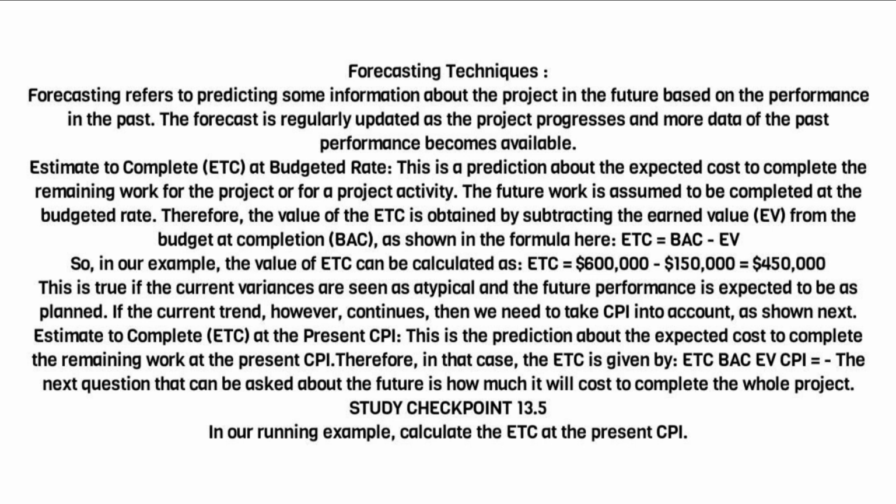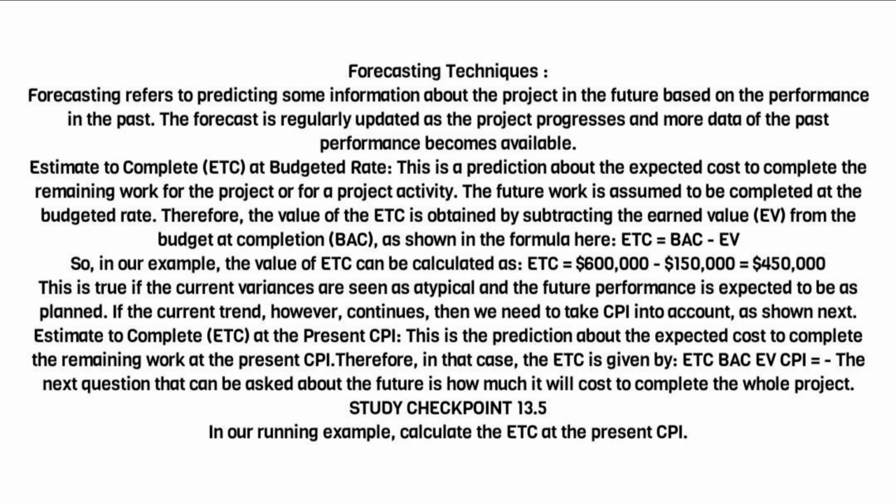So, in our example, the value of ETC can be calculated as ETC equals $600,000 minus $150,000 equals $450,000. This is true if the current variances are seen as atypical and the future performance is expected to be as planned. If the current trend, however, continues, then we need to take CPI into account, as shown next.